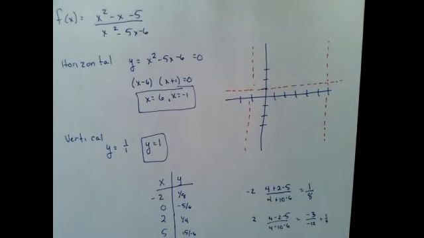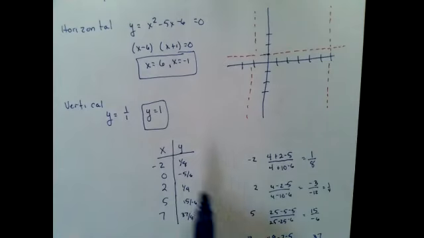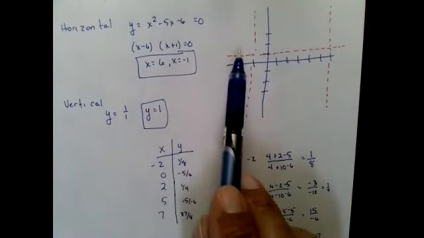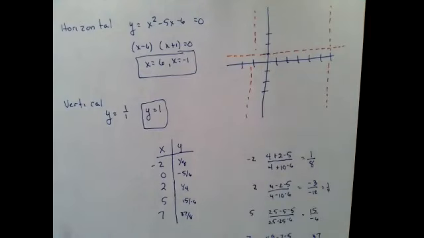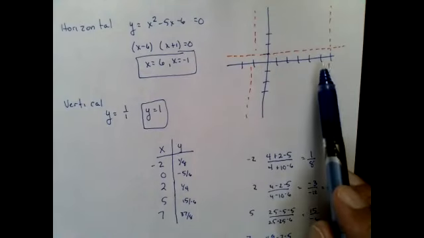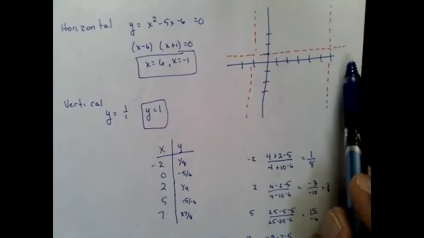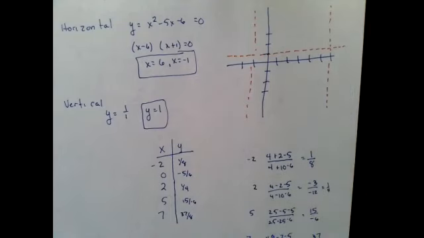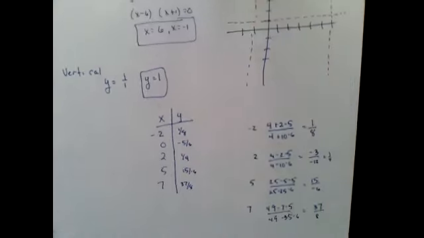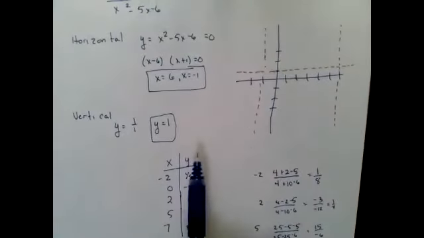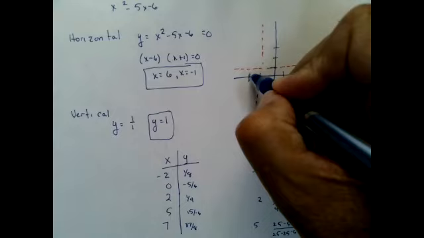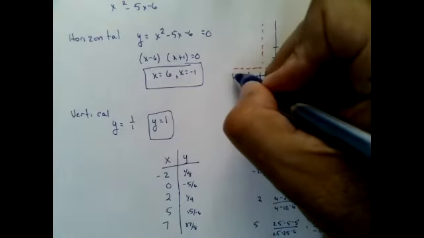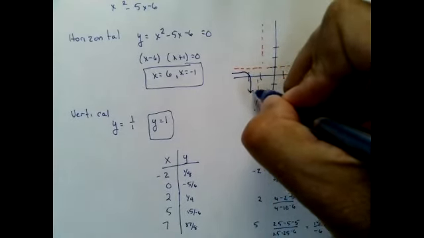Next thing I need to do is pick some points. I picked negative 2 on this side, 0 on that side, 5 and 7, and another number in between. Then I had to do all kinds of algebra. I put in negative 2 and get 1/8 out, so I get a number over in here. My guess is it's going to look something like that.